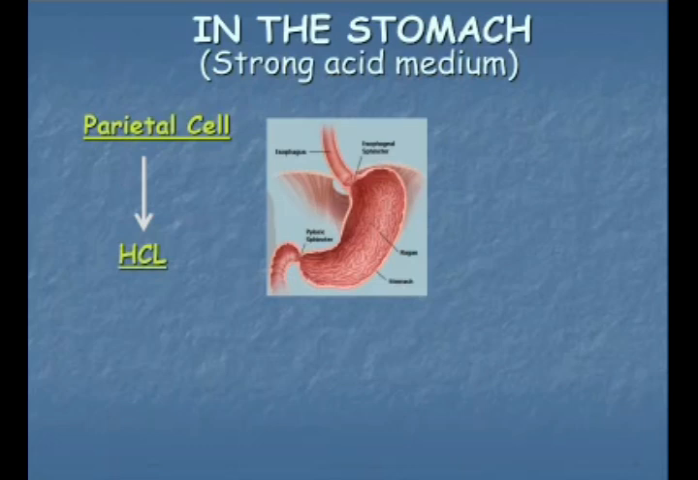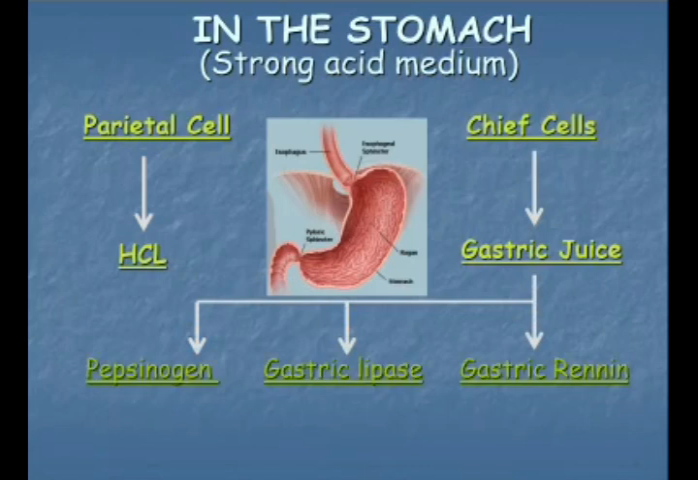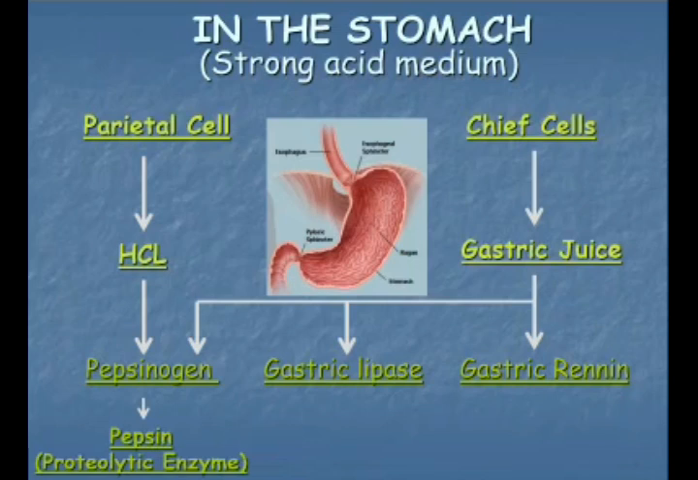And in this medium, the different cells like chief cells produce the digestive enzyme, which is called gastric juice. This gastric juice contains different digestive enzymes like pepsinogen, gastric lipase and gastric renin. This pepsinogen, in the presence of HCl, is converted into a proteolytic enzyme called pepsin. And this pepsin acts on protein and breaks it down into peptones. These peptones are a group of amino acids.